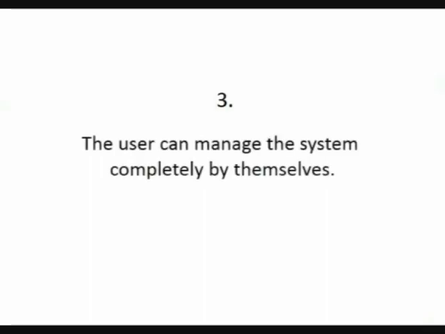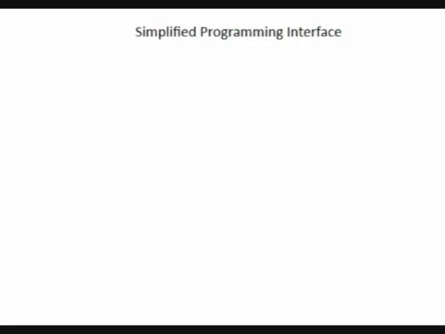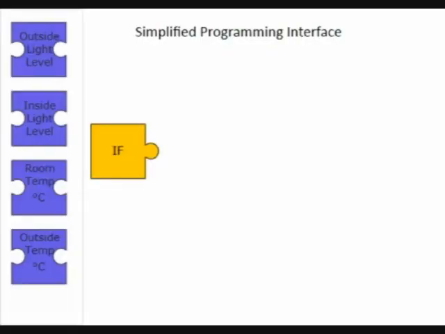The third style of management is for the user to manage the system completely by themselves. To do this, the user is provided with a simplified programming interface that takes the form of a jigsaw puzzle. As you can see, the first piece of the jigsaw is already in place for us, and this is the start of the behavior rule. On the left, there are a number of other pieces that we can add to the jigsaw. The behavior rule is created by adding more and more pieces in a line from left to right.